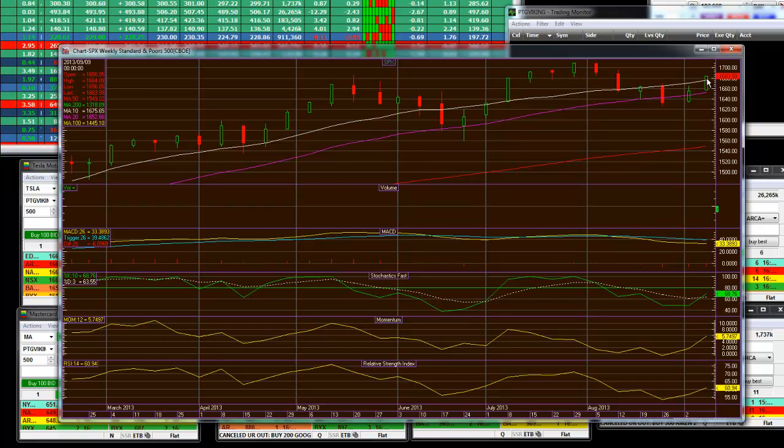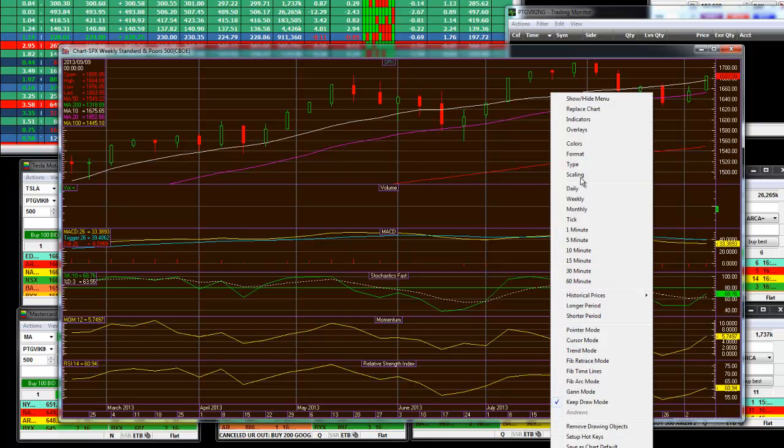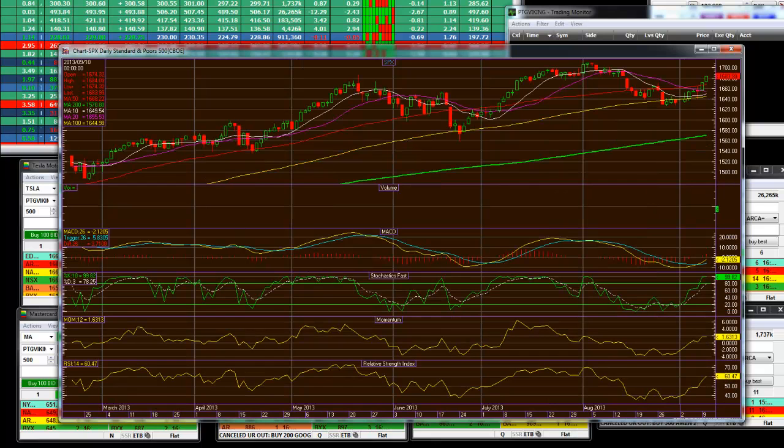Had a huge move up today. It was up 0.73%, up 12.28 to 1683.99 on the close. 2 days in a row. We will be taking a look here on the daily chart as well.